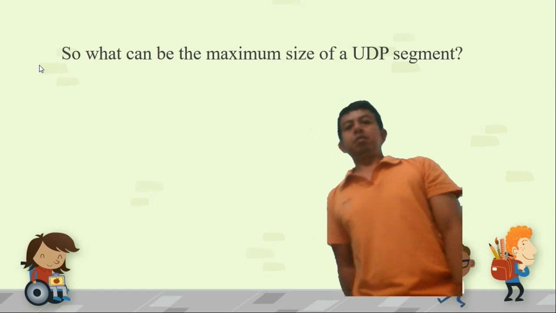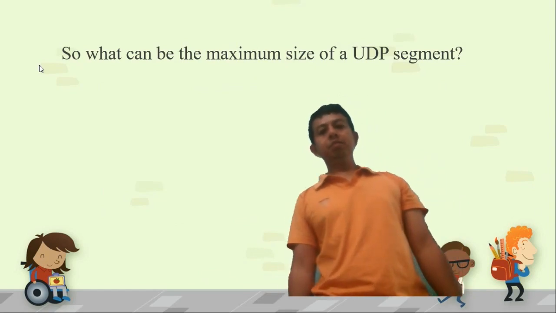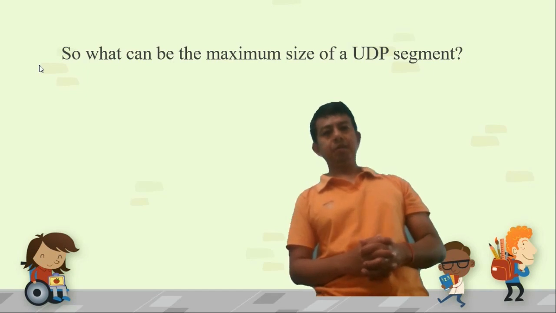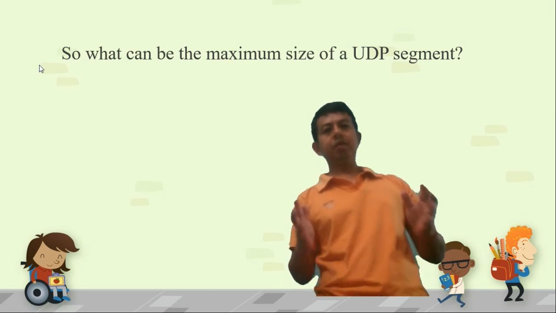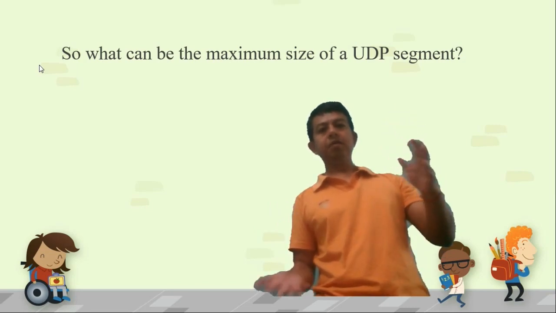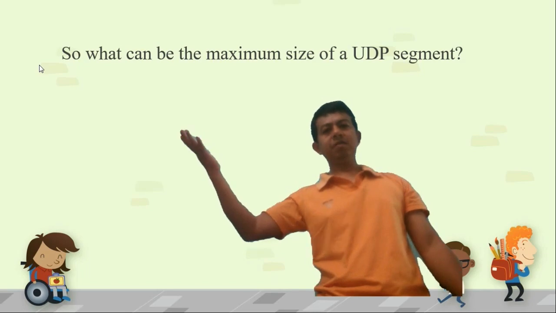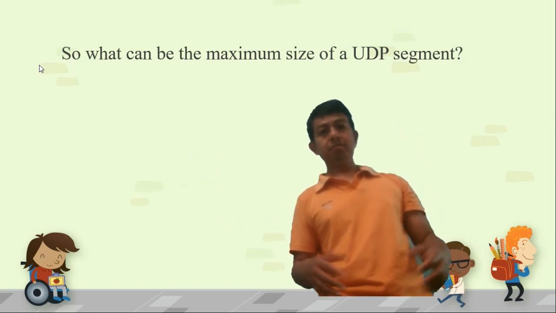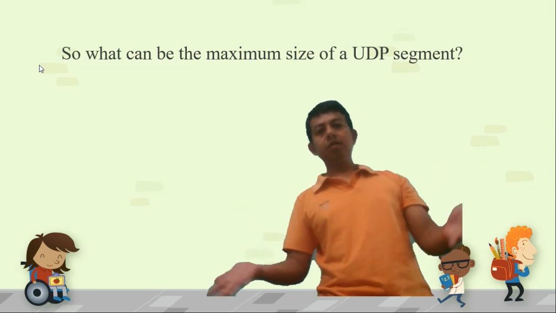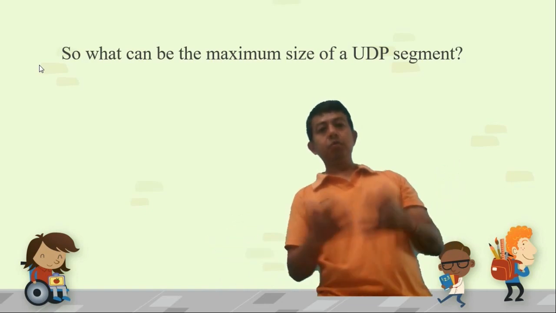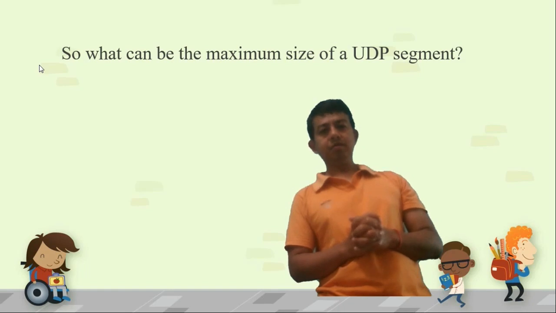So after discussing this UDP segment structure, what can be the maximum size of a UDP segment? Can you think about it? What can be the maximum size of a UDP segment, irrespective of the data coming from the application? Let's say I have a huge amount of data coming from the application layer. Can I insert all the data into one UDP segment? What would be the maximum size of a UDP segment? Which field would give you this answer? Think for a moment.